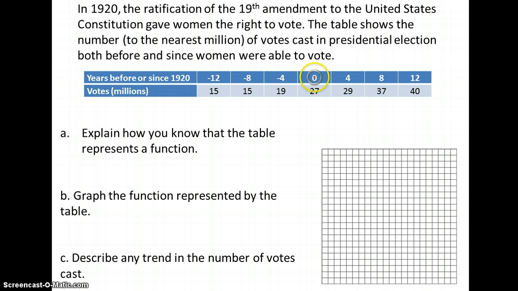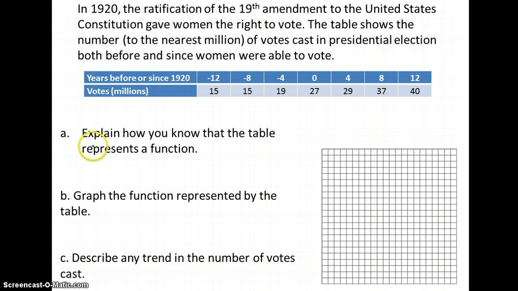At 0, this would be equivalent to 1920. 8 is years since 1920, so that would be about 1928. The bottom portion refers to the number of votes cast in millions. So in 1920, there were 27 million votes cast in the presidential election.